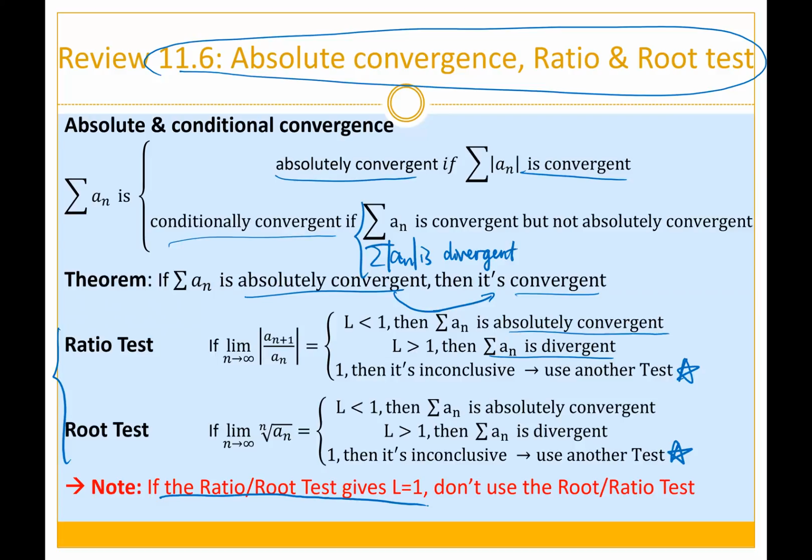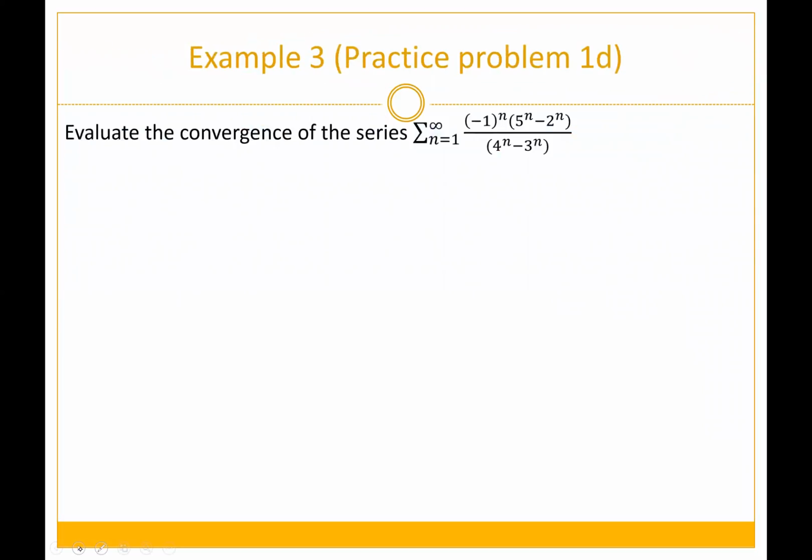By using another test, I mean maybe you want to try the comparison test, integral test, alternating series test, or even the test for divergence. But don't jump between the ratio and root tests. It's basically the same thing. Now it's example 3, practice problems 1D.